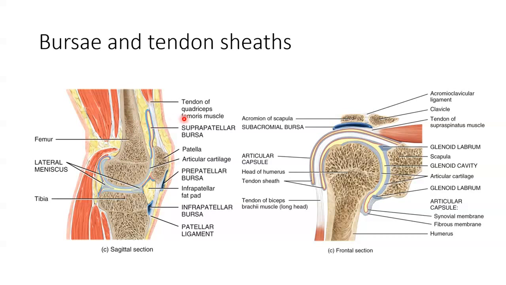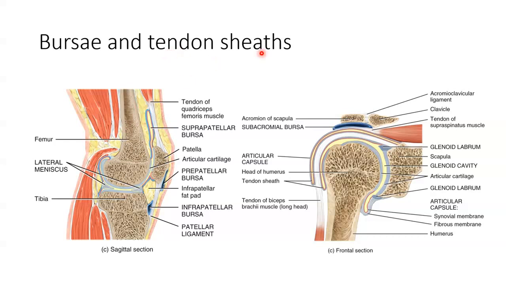Bursa are filled with a small amount of fluid that's quite similar to our synovial fluid and can be located between the skin and bones, between tendons and bones, between muscles and bones, or between ligaments and bones. The fluid-filled sacs help cushion the movement of these body parts up against one another and help reduce that friction.